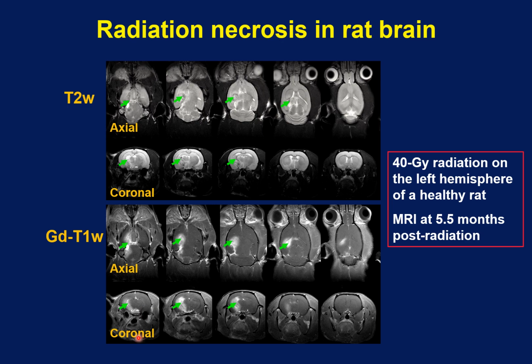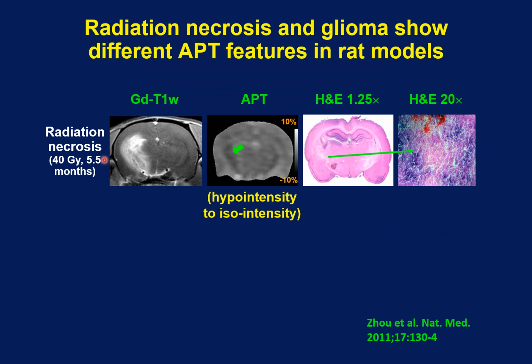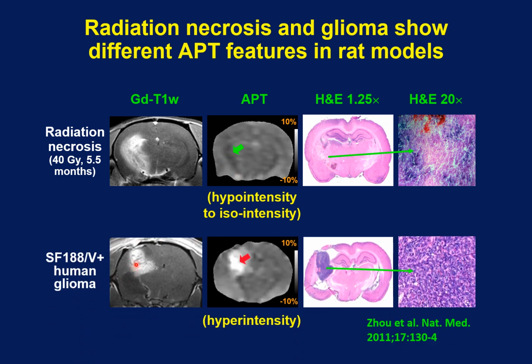In gadolinium, this is tumor-free, it is not tumor. And gadolinium enhancement with APT hypointense to isointense. Compared to the tumor, same thing: gadolinium enhancement, but APT hyperintensity. So you can separate radionecrosis from tumor very well, low and high, very easily by your eye.